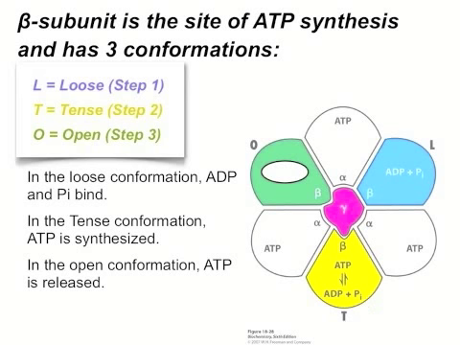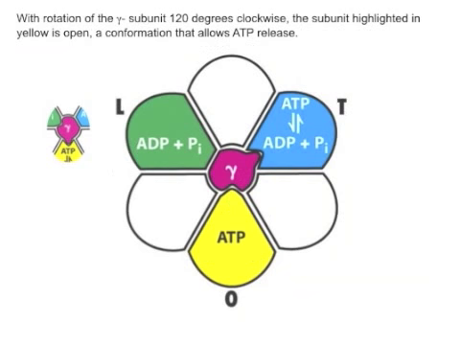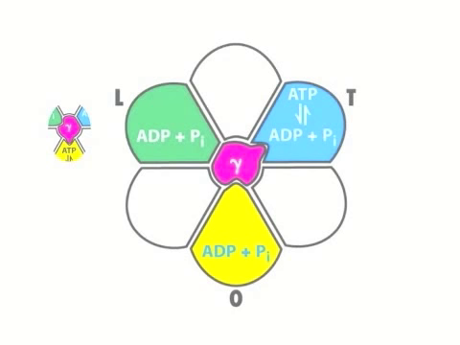So let's go through this bit by bit. The subunit that is highlighted in yellow is in the tense conformation because of its interaction with the central gamma subunit. In this conformation, ATP will be synthesized. As the gamma subunit rotates, it's going to cause the yellow beta subunit to now be in the open conformation. ATP is released, and another ADP and inorganic phosphate combine.